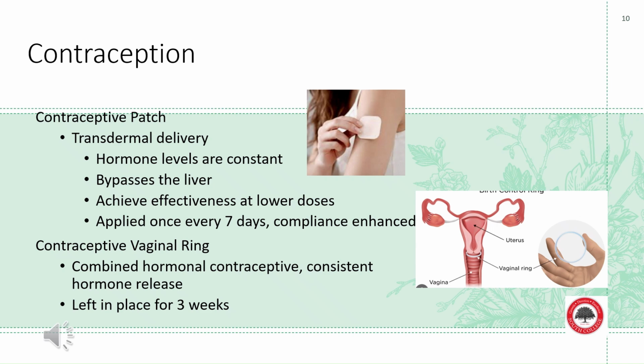The transdermal contraceptive patch is a highly effective form of contraception. The mechanism of action is similar to that of combined oral contraceptive pills, but it has potential advantages over the pills. Because the patch is continuous transdermal delivery, hormone levels are constant without peaks and troughs, and compliance with use is improved. Additionally, transdermal administration bypasses the liver, so there is no first pass hepatic metabolism, which allows for lower doses to achieve effectiveness.